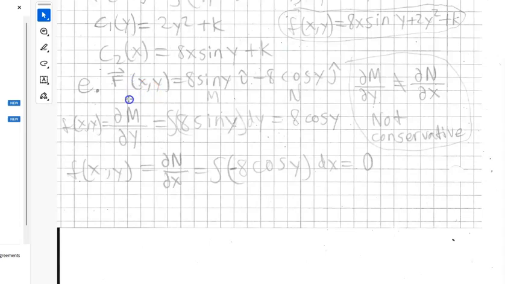And then, for the final part of the problem, we have to solve for F(x,y) equals 8 sine y i minus 8 cosine y j. So first we have to find dM over dy, which is going to be 8 cosine y, and then for dN over dx, we're going to find the derivative of negative 8 cosine y with respect to x, which is 0. Since 8 cosine y is not equal to 0, the answer is going to be not conservative.